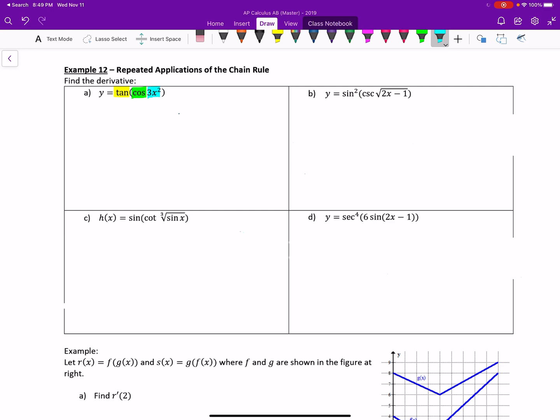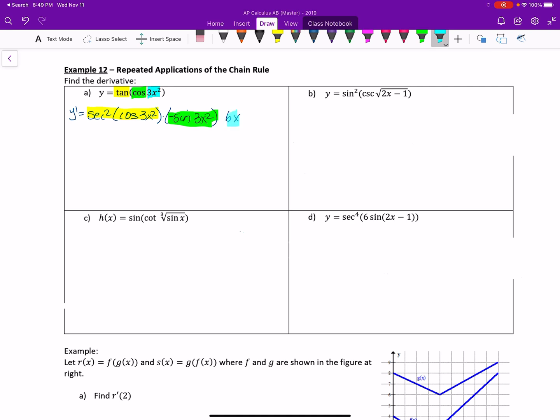Essentially, I'm going to find the derivative of the outermost function first, which is secant squared of cosine of 3x squared. That corresponds to the tangent part of the function. Then I'm going to work my way in and take times the derivative of cosine. The derivative of cosine I know is negative sine of 3x squared. That corresponds to the green part. And then finally, it's going to be times the derivative of the blue portion inside, which is 6x.